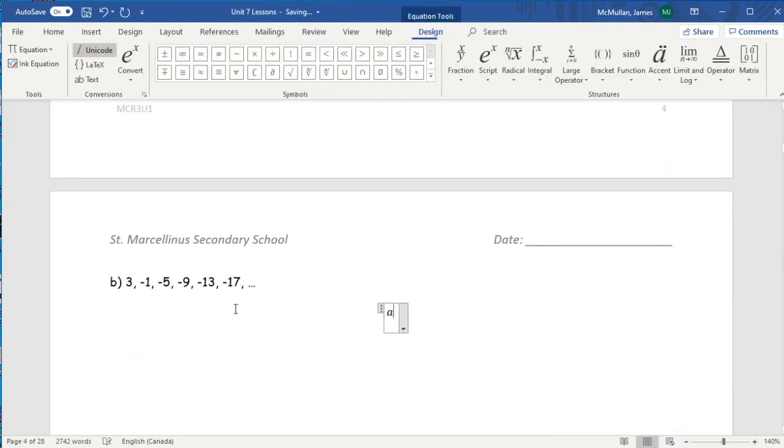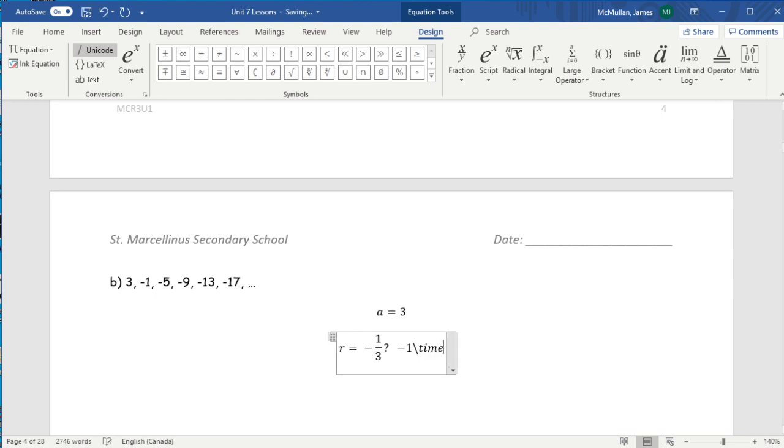Okay, this one. Again, A is equal to 3. R is the common ratio, but it doesn't actually look like this is a common ratio, because to get from 3 to negative 1, you'd have to multiply by negative 1/3. But then negative 1 times negative 1/3 is equal to 1/3, not 5. So therefore, it's not geometric.